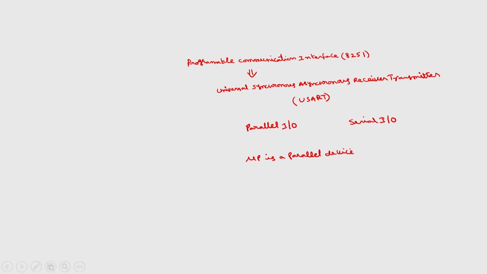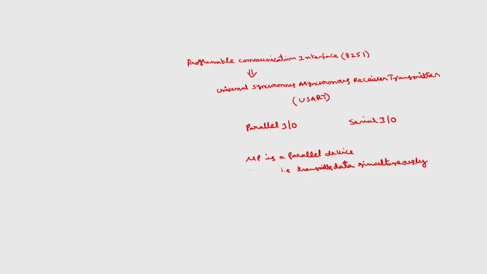It transmits the data simultaneously, that is, it can transmit 8 bit or 16 bit of data simultaneously over the data bus. So we can have 8 bit data transfer or 16 bit data transfer. This type of I/O is called parallel I/O. In parallel I/O, we transmit the data in parallel, 8 bit or 16 bit depending upon the application.